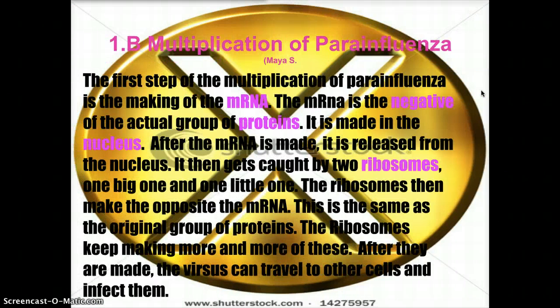The first step of the multiplication of parainfluenza is making the mRNA, and that's the negative of the original group of proteins that make up the virus, and it's made in the nucleus, and after it's made, it is released and caught by two ribosomes, a big one and a little one, and the ribosomes then make the opposite of that, which is the same as the original strand of virus proteins, and the ribosomes keep making more and more of these, and they go to other cells and infect them.